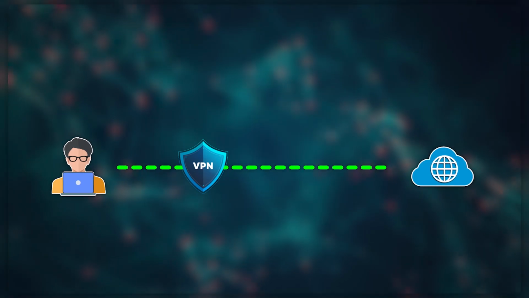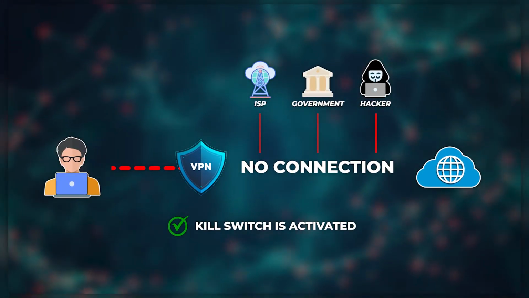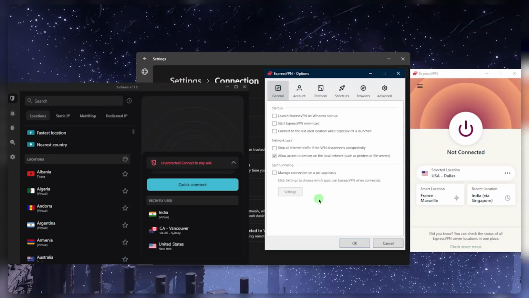The kill switch will stop your internet connection if the VPN disconnects unexpectedly. So I just want you to understand what this is for. And this basically makes sure that you're only going to be connected to the internet while you're secured by the VPN tunnel. Otherwise, it'll disconnect you from the internet, preventing any rare leaks.